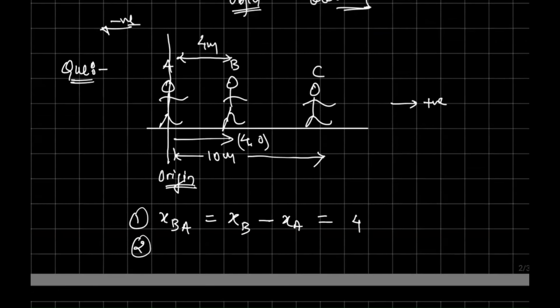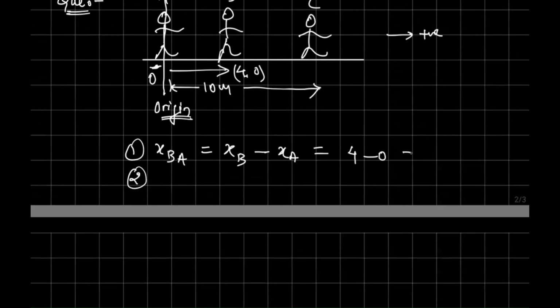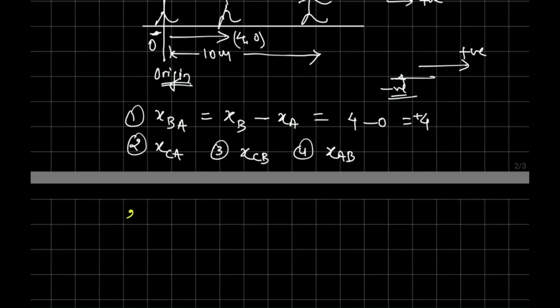And what is the position of A? It is standing at 0 only, so 4 minus 0 is 4, and I will use plus because I am using this one as positive and this one as negative. What is the second one? The position of C with respect to A. So position of C minus position of A.